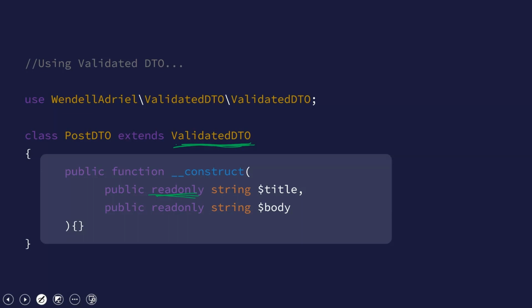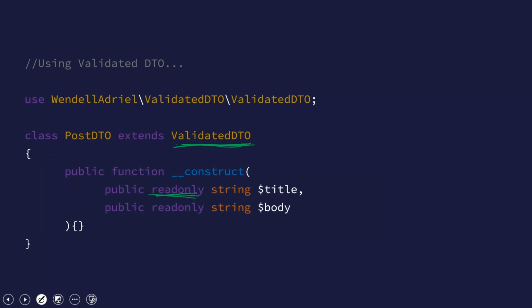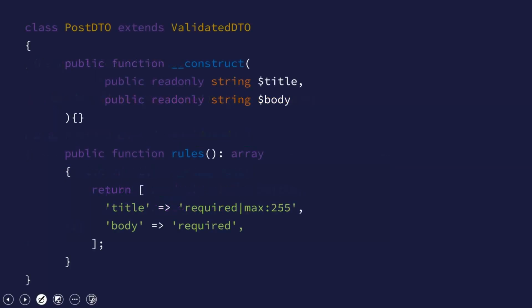Now to validate, you just create a method there. Here you create a method called rules, and then you add your rules. This is the same method just like in a form request class where you have your rules, and then you add your rules in array format. You add all your rules.